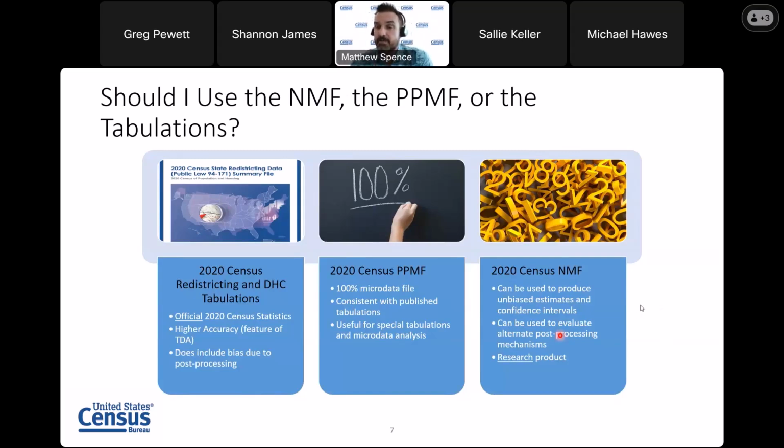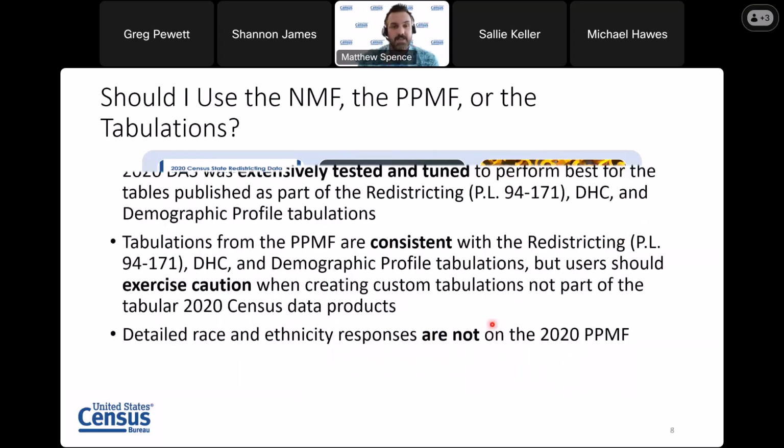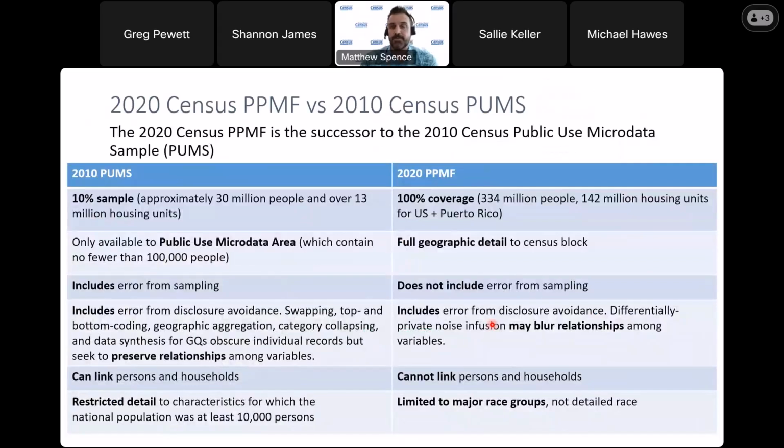Great question. How does the PPMF differ from the PUMS? All right, this is great. When a lot of people think about PUMS, the public use microdata sample, they think of the American Community Survey. The American Community Survey puts out a public use microdata sample. But did you know that the 2010 census also put out a PUMS? Yeah, same with 2000. So we have a long history of putting out public use microdata samples, or PUMS files.